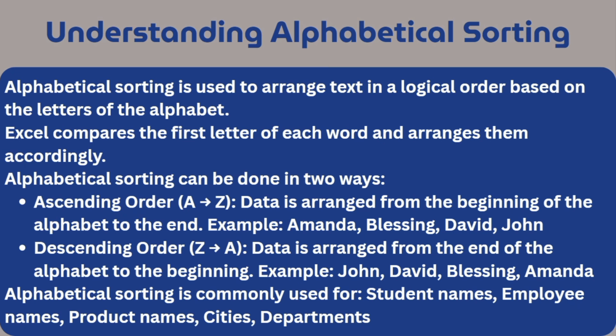Now let's look at alphabetical sorting. When we are talking about alphabetical sorting, we use it to arrange text in a logical order based on the letters of the alphabet. That's arranging it, comparing the first letter and arranging it accordingly. So we have the ascending order where we have A to Z, and we have the descending order where we have from Z to A. That's the arrangement for alphabetical sorting. It is commonly used for sorting students' names, employees' names, products' names, cities, departments, and so on.